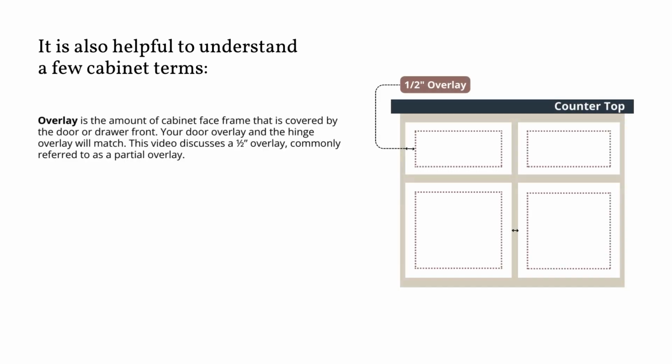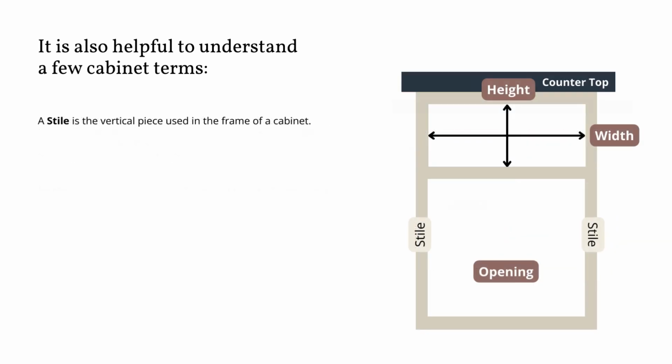Overlay is the amount of cabinet face frame that is covered by the door or drawer front. Your door overlay and the hinge overlay will match. This video discusses a 1/2 inch overlay, commonly referred to as a partial overlay. Reveal is the space or gap between doors and drawer fronts.